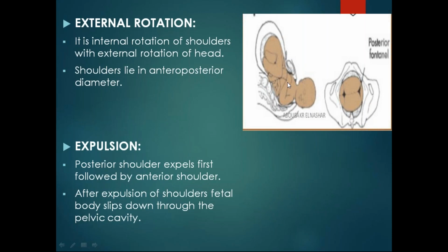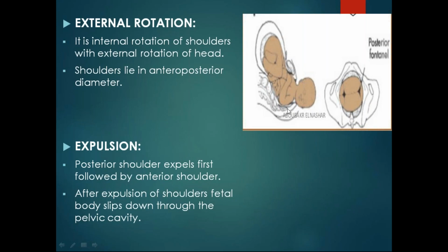But because the shoulders are associated with the head, when the shoulders rotate inside, the head will rotate outside. That's called external rotation of the head. The purpose is internal rotation of shoulders. So it's the internal rotation of shoulders with external rotation of the head because they're two attached. So if this undergoes rotation, the head will also undergo rotation. This is external rotation. This is internal rotation. They're occurring together. Now this brings the shoulders in the anteroposterior direction.